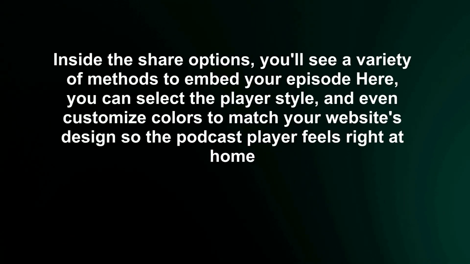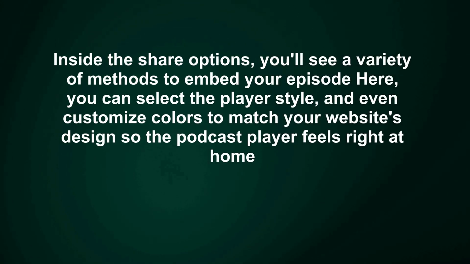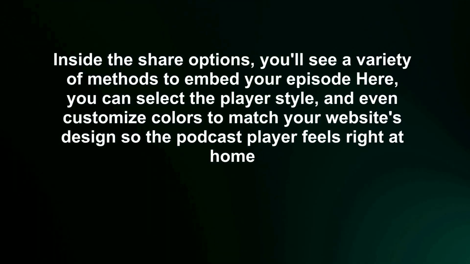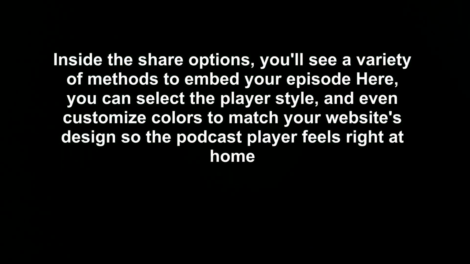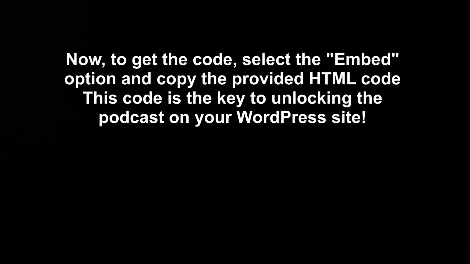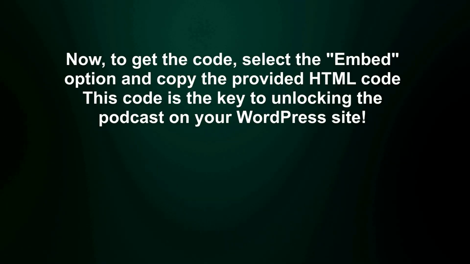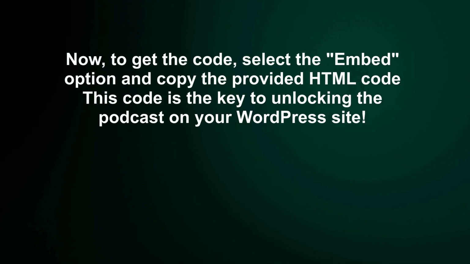Inside the share options, you'll see a variety of methods to embed your episode here. You can select the player style and even customize colors to match your website's design so the podcast player feels right at home. Now, to get the code, select the embed option and copy the provided HTML code. This code is the key to unlocking the podcast on your WordPress site.